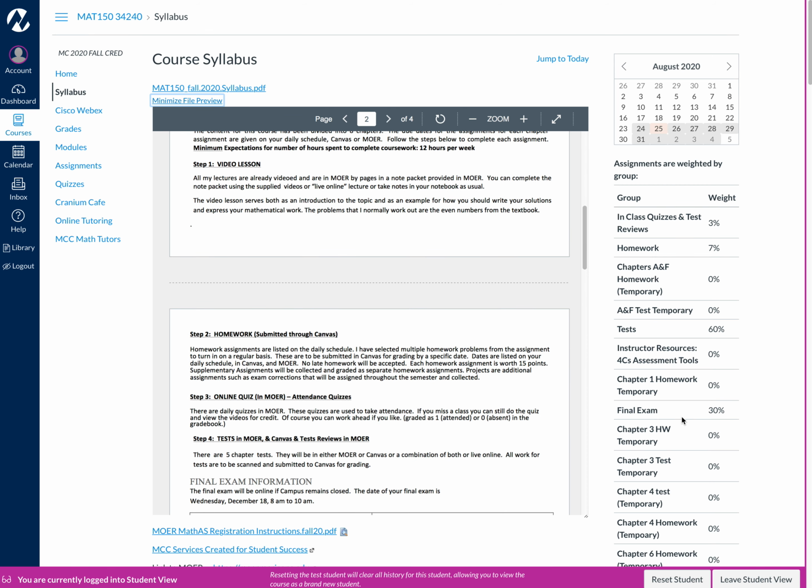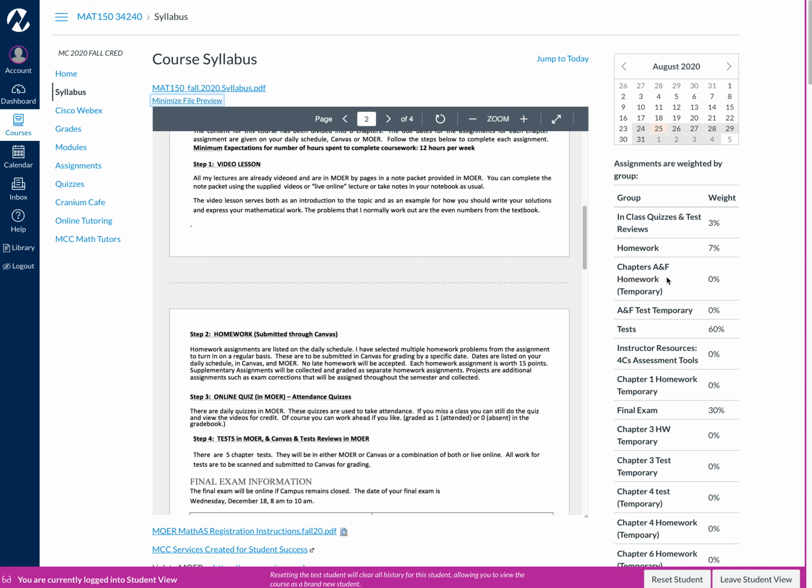As you can see over here, there's the homework temporary for chapter 1, and for A and F there's homework temporary for A and F. Those assignments temporarily go here, because there are going to be, I think, about 7 or 8 of them for this particular chapter, 2 chapters. That combines to give you 1 homework grade. This goes away once we have completed chapters A and F and the homework, and then it goes into the homework score right here. So that's what this temporary means.